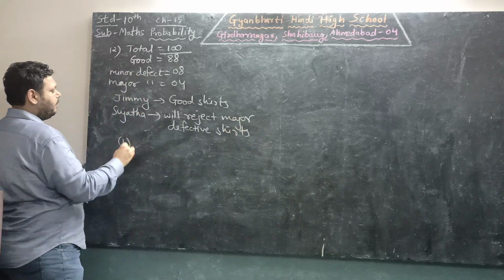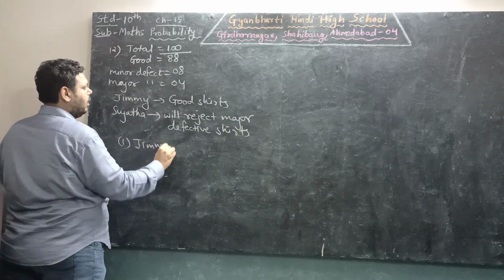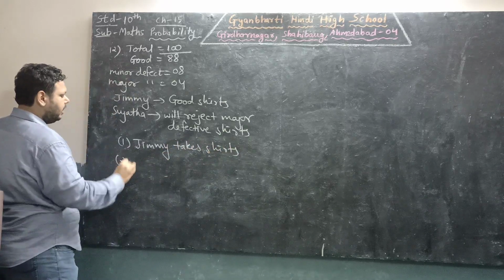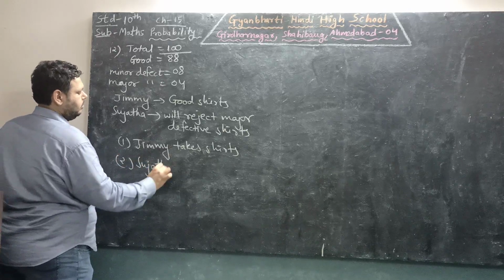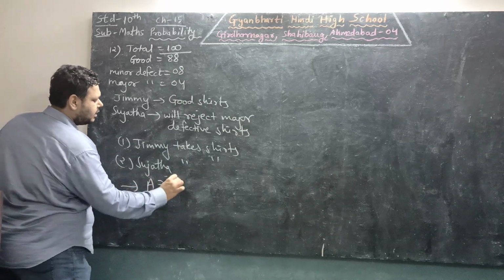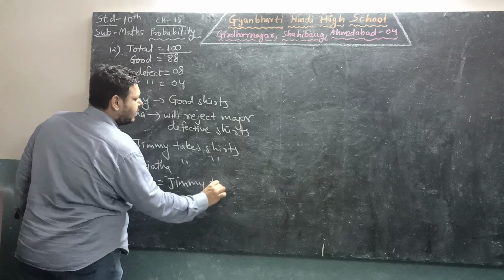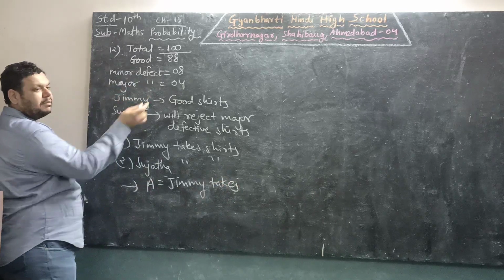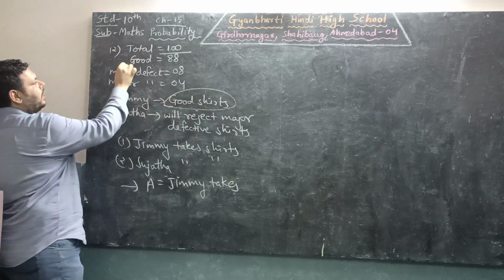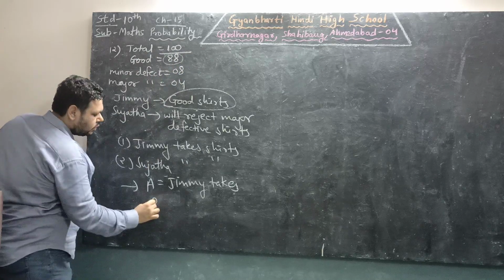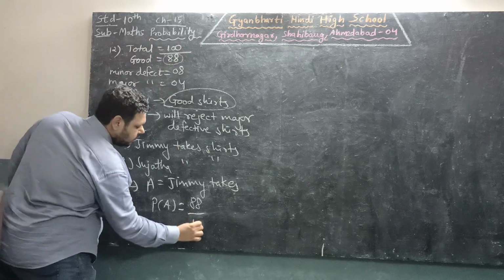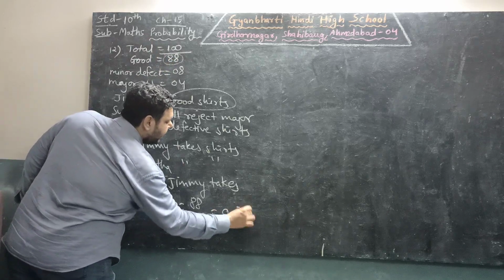Find the probability that Jimmy takes shirts and second Sujata takes shirts. So first event is Jimmy takes the shirts. As it is mentioned in the question, Jimmy will only take the good shirts. So total number of good shirts are 88. So probability of A will be 88 upon total 100. So 0.88 is the probability.